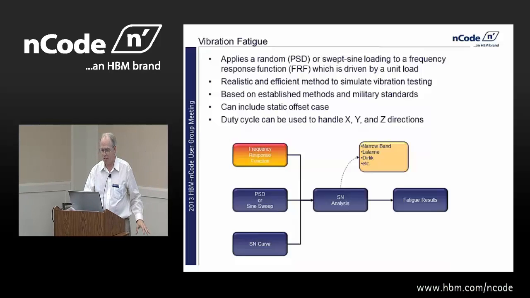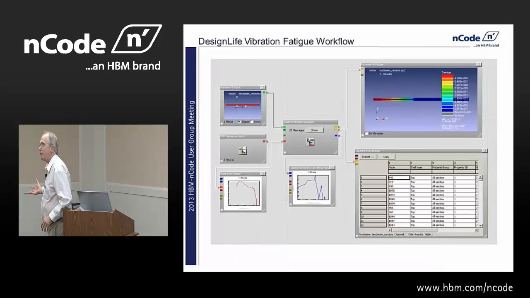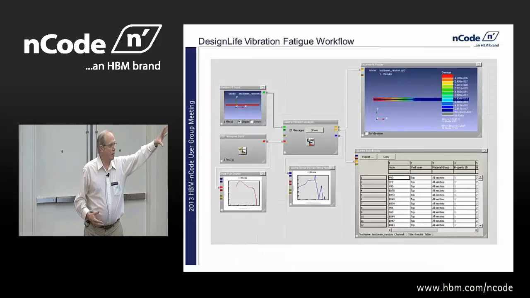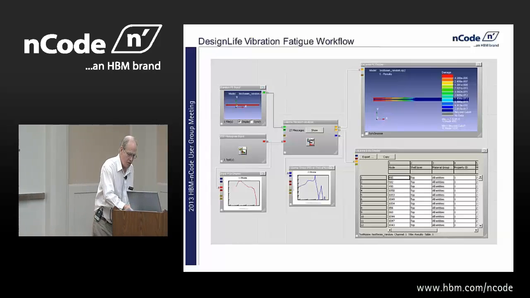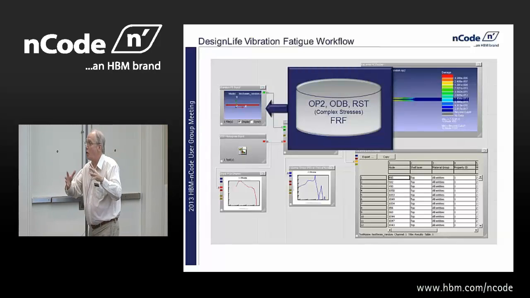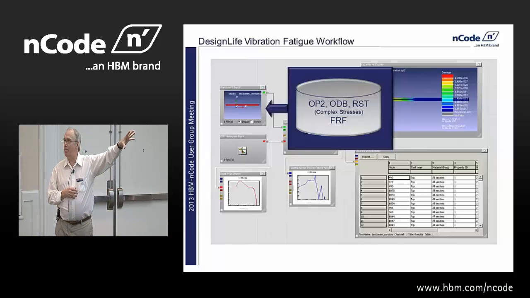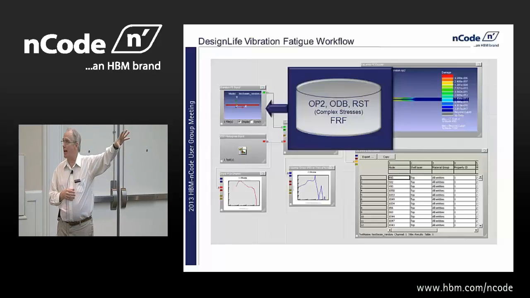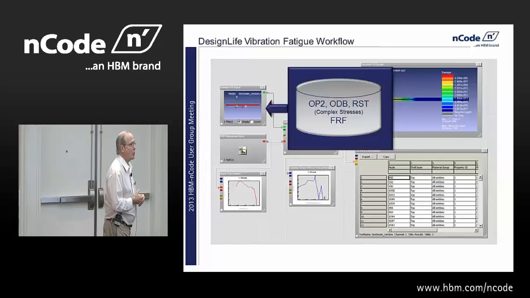Okay, so we're looking at the basic process, the same sort of process we use anywhere else. Here, though, we have slightly different inputs. If I look at the DesignLife process or flow, it looks very similar to what we've seen today. One big difference is that the input for the finite element portion is going to be coming in from Nastran or Abaqus or ANSYS, but it's what we call an FRF. It is the output of this steady state dynamics or frequency response.